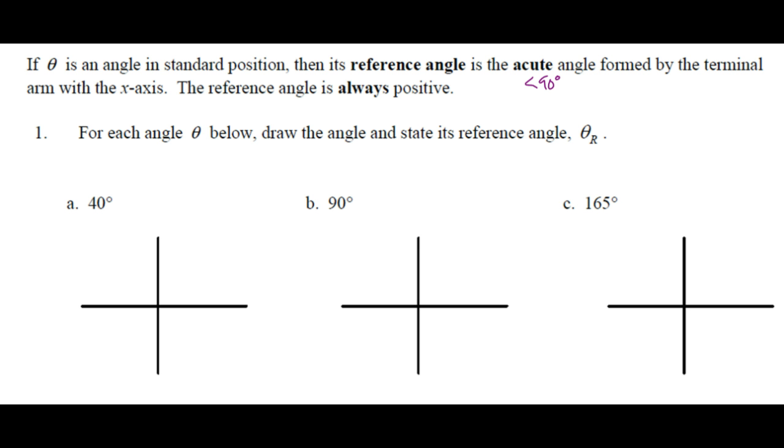For each angle below, draw the angle and state its reference angle, theta sub r. So theta is the x of trig, right? I mean, x is the unknown in algebra, but in trig, it's always theta. Okay, so we want an angle of 40 degrees. So where's 40 degrees? Which quadrant is it in? Okay, so quadrant 1, you just draw an angle. Basically you're just drawing the terminal arm. Okay, put an arrow on it, it goes on forever. Label it 40 degrees. And what's its reference angle?